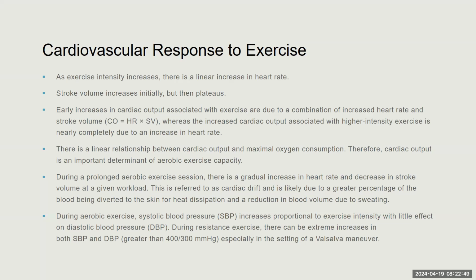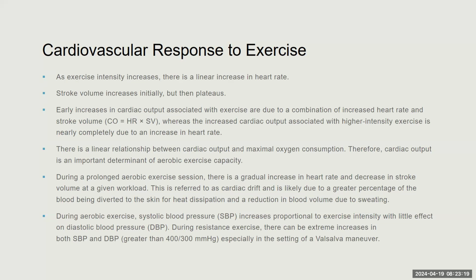There is a linear relationship between cardiac output and oxygen consumption, and cardiac output is therefore an important determinant of aerobic exercise capacity. During a prolonged aerobic exercise session, there is a gradual increase in heart rate and decrease in stroke volume at a given workload. This is called cardiac drift, and is likely due to a greater percentage of the blood being diverted to the skin for heat dissipation and a reduction in blood volume due to sweating.